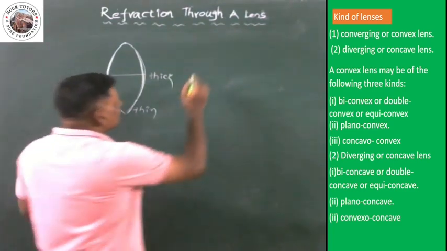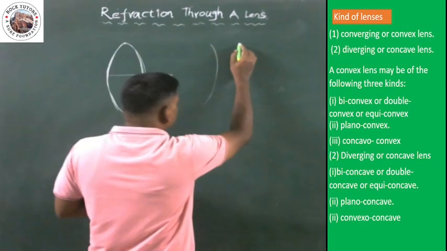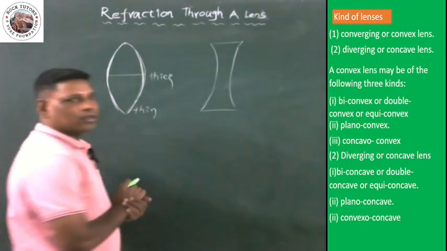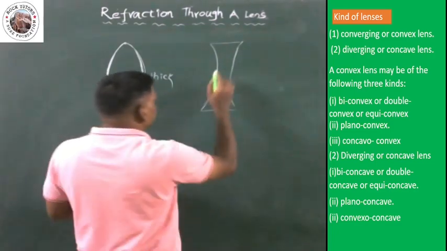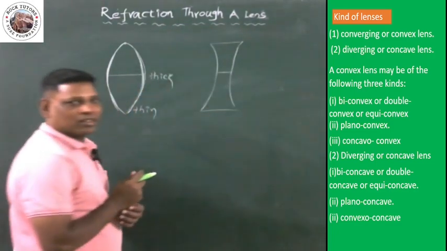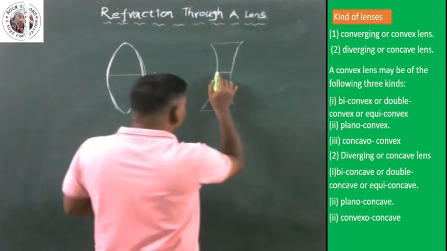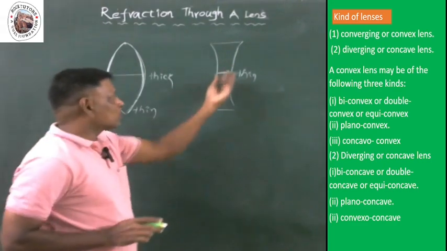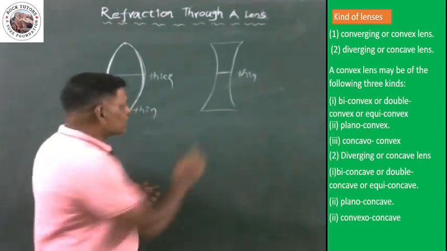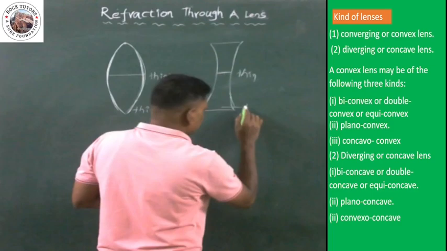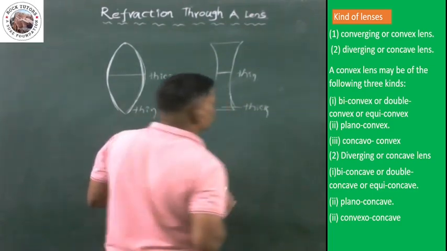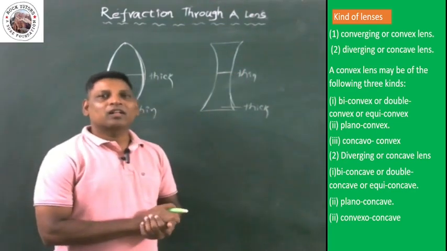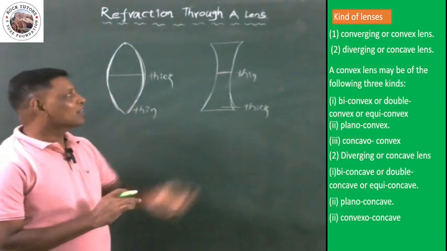Now the concave lens. See here, if you observe, in the middle portion it is thin. If you go towards the edges, it is thick. This type of lens is called a concave lens or diverging lens.